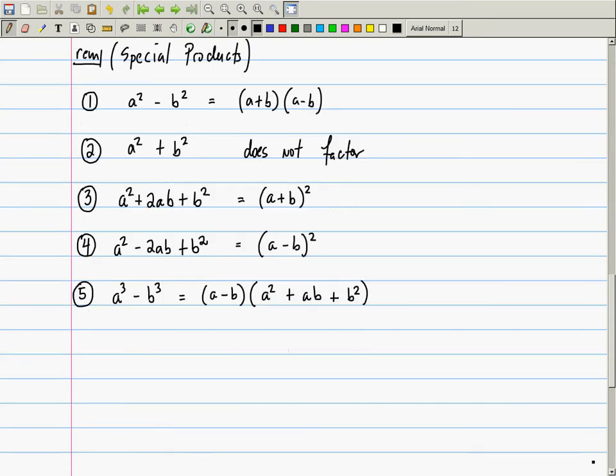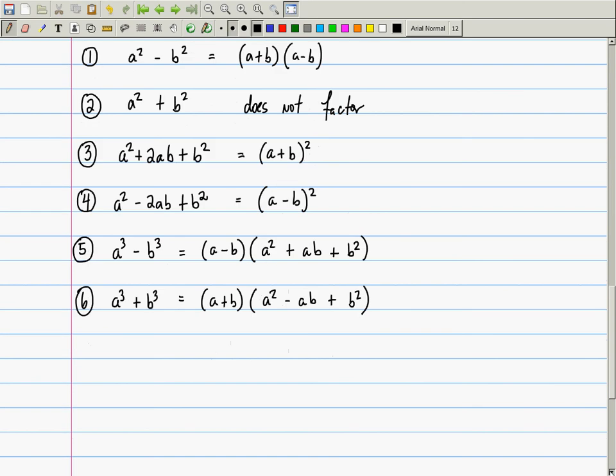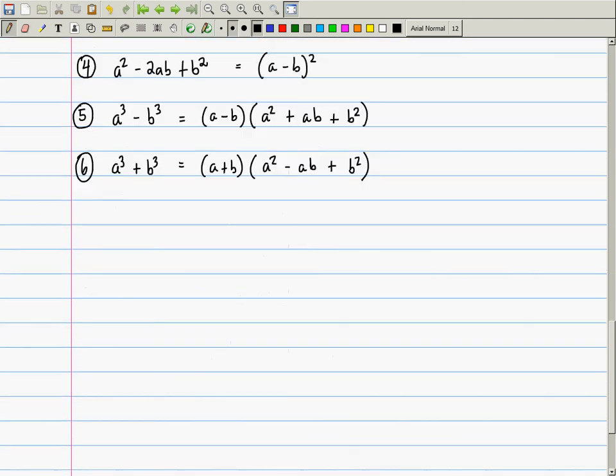Okay, so if we have the difference of cubes, then we also need to be able to factor the sum of cubes, so a cubed plus b cubed. In this case it will be a plus b multiplied by a squared minus AB plus B squared. Okay, so you can see that these are quite similar. Quite similar. Okay, items 5 and 6. Okay, so let's do some examples of these. Especially we're going to do the cubes, since this is the first time that you're seeing them.